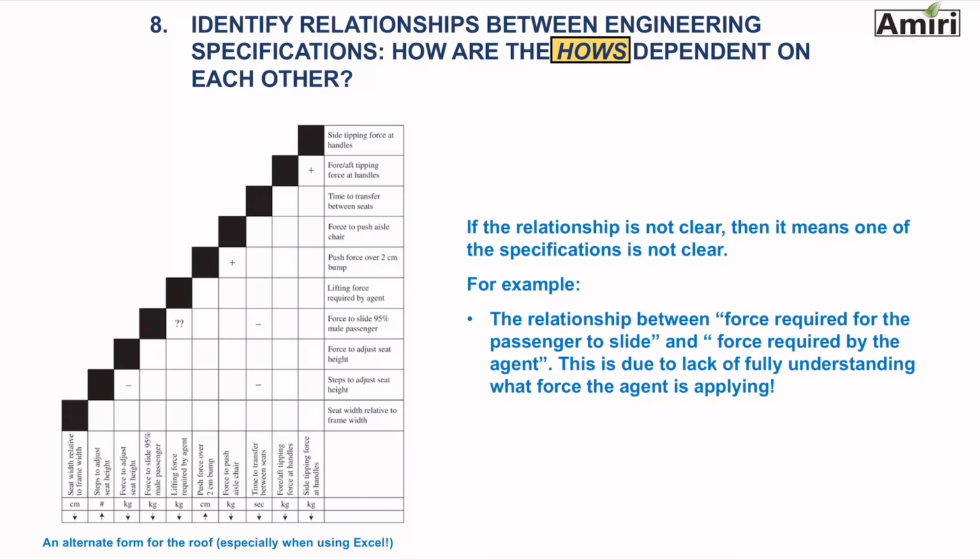Here's another way of showing it. This is the exact same thing, but especially if you're using Excel, it could be shown this way. They're using different symbols, pluses, minuses, and question marks, and so on. If the relationship is not clear, that means one of your specifications is not clear. So you can go back again and revisit it and understand, maybe define it further, or revisit some of your descriptions of customer requirements or your engineering specifications.